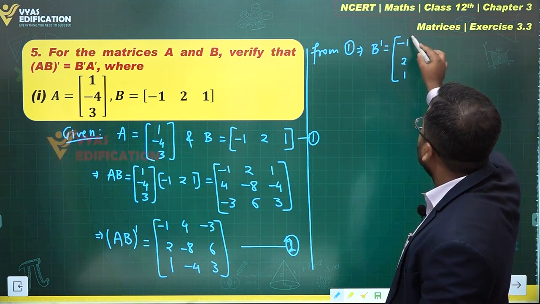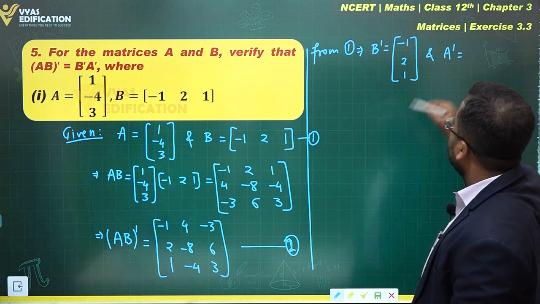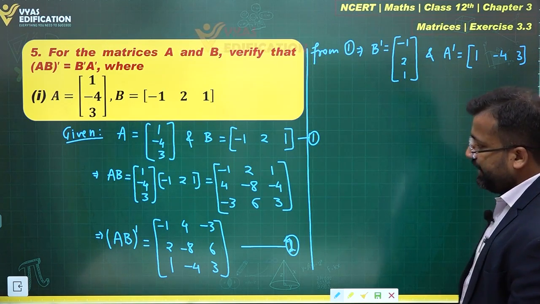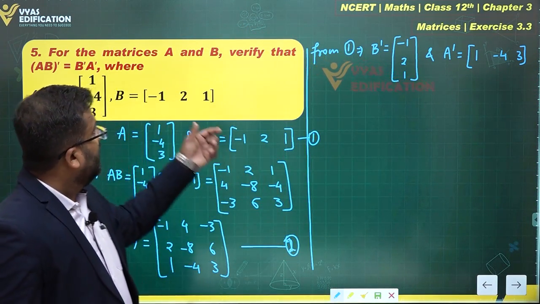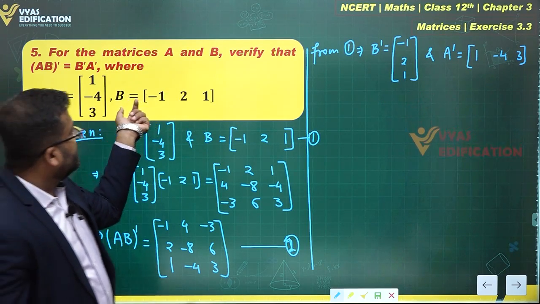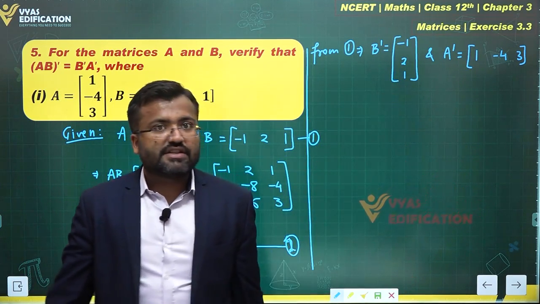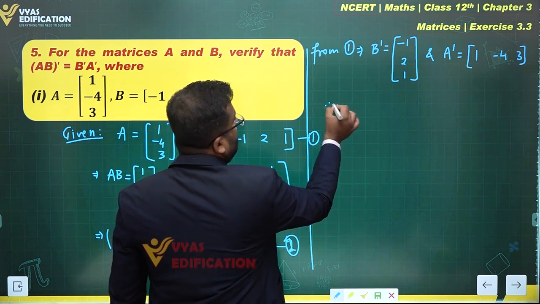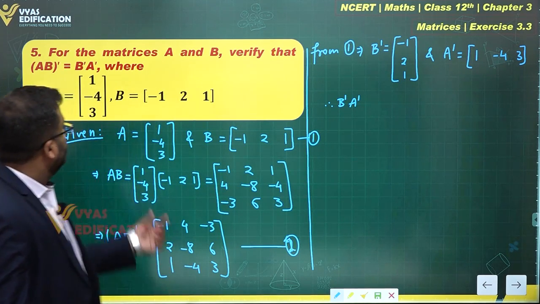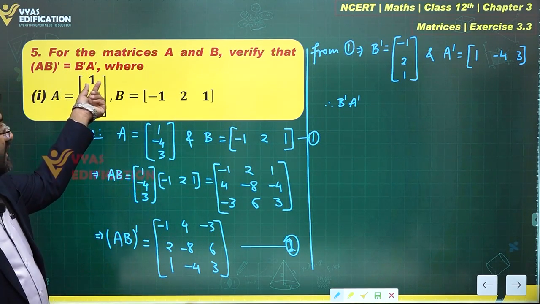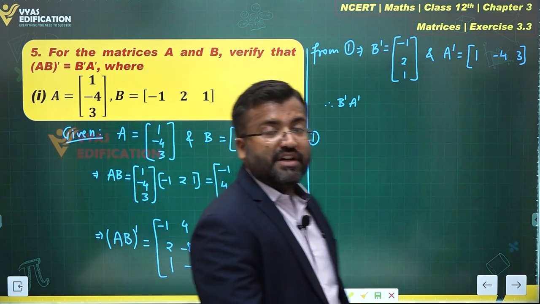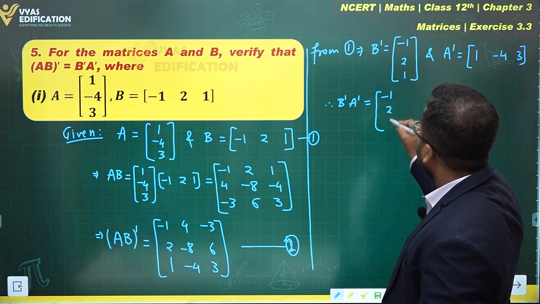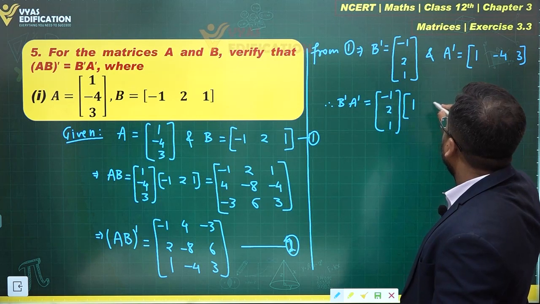B transpose is the transpose of this. This becomes minus 1, 2, 1. And A transpose is the transpose of that matrix. This is 1, minus 4, 3. The transpose of this column matrix becomes a row matrix, and the transpose of this row matrix becomes a column matrix, as you can clearly observe over here. Using B transpose and A transpose, we get the product B transpose A transpose. Please observe, B transpose has to come in front, A transpose has to go at the back, and B transpose is pre-multiplied. What you obtain from here is minus 1, 2, 1 times 1, minus 4, 3.